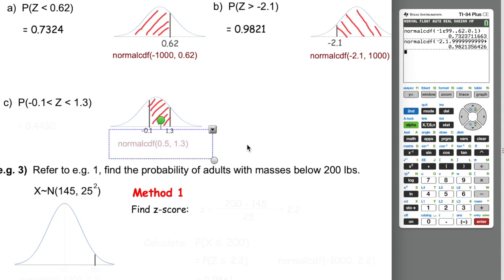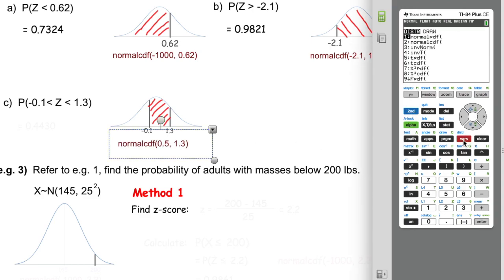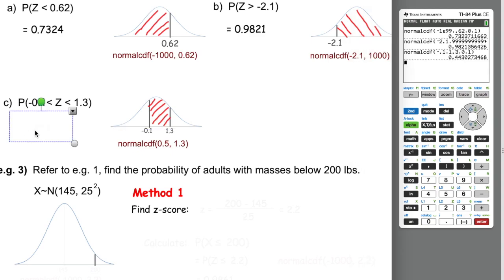You can really select where you want to start, the lower bound negative 0.1, and where you want to end, 1.3, in your calculator. Okay, that is so much easier now.